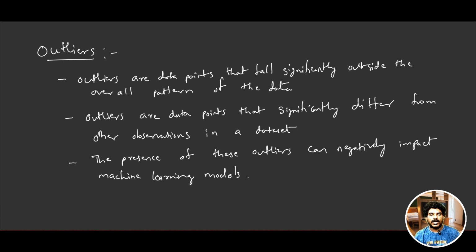The second point is that outliers are data points that significantly differ from other observations in the data. Similarly, you can have a group of people, and there are a few people who are different and do not belong to this particular group. So these people who do not belong to this group are called outliers. The third point is that the presence of these outliers can negatively impact machine learning models. This is a very important point.